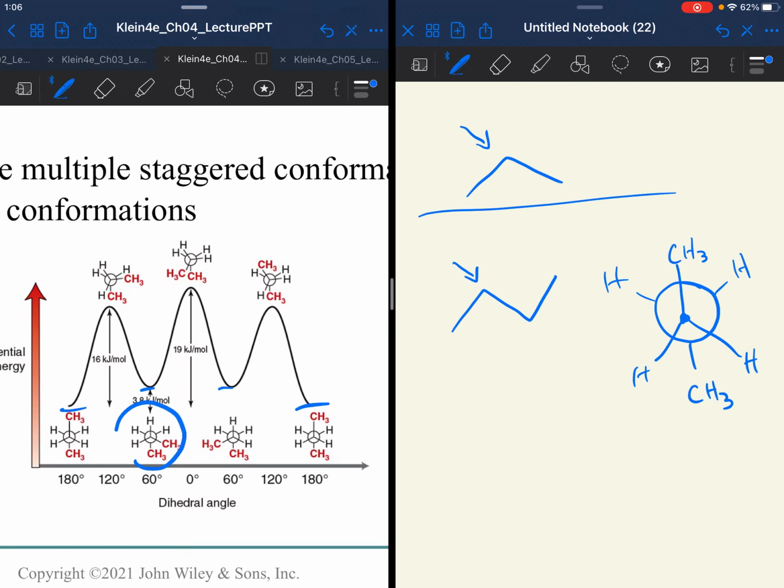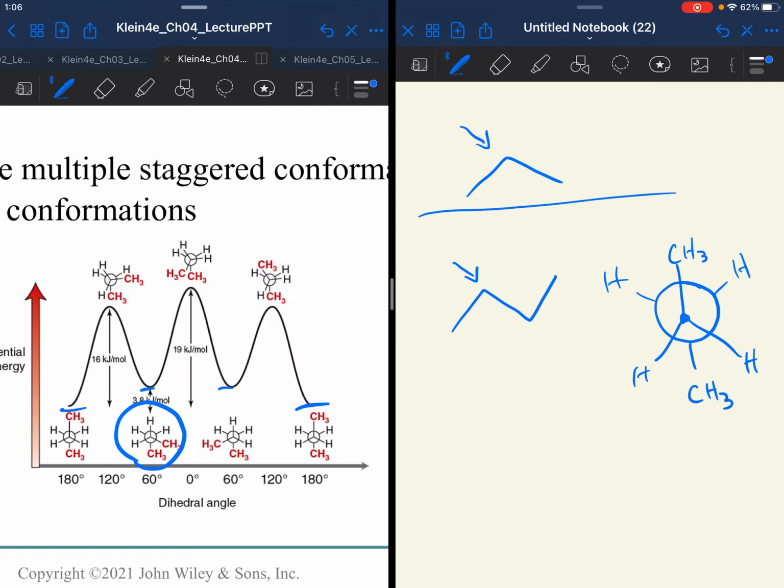When they are staggered, but the CH3s are closer together, it's still a local minima, but it's not quite as low as when the CH3s are spread out. Remember, we want to spread stuff out as far as possible when it comes to charge density, right? We saw that with resonance. The more resonant structures you have, the more stable it can be. Here, it's more just like physically separating these larger groups.